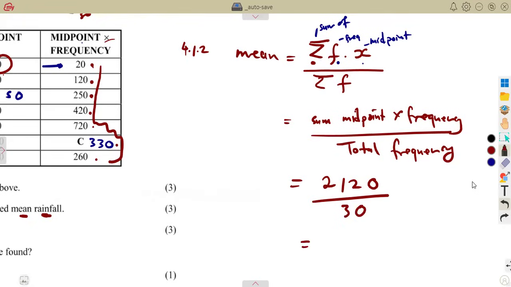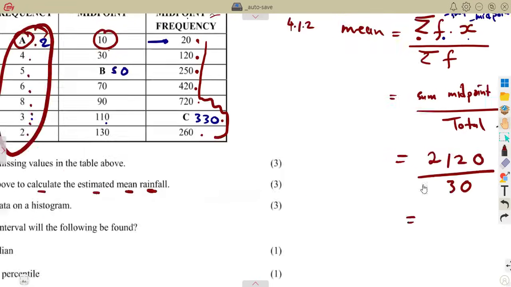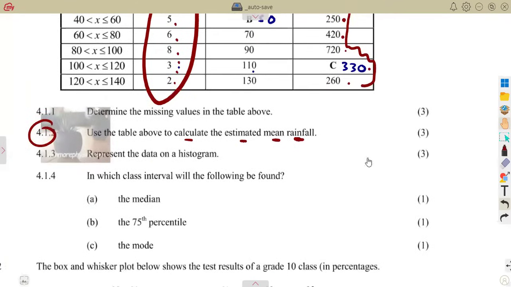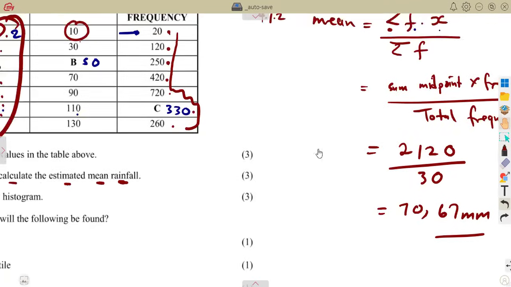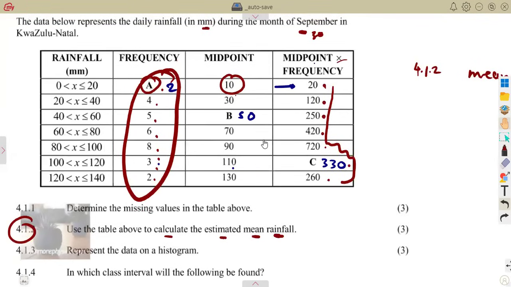And thus you can round off. You are not given the instruction, so you can round off to 2 decimal places as we were given before from the question paper instruction. So it's going to be 70.67 in millimeters. Remember, this is the mean rainfall in millimeters, the units that you're given there. So you can simply take it from there. Already they have this for us.